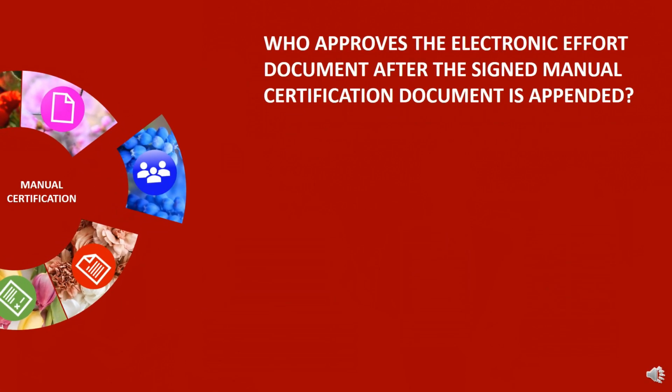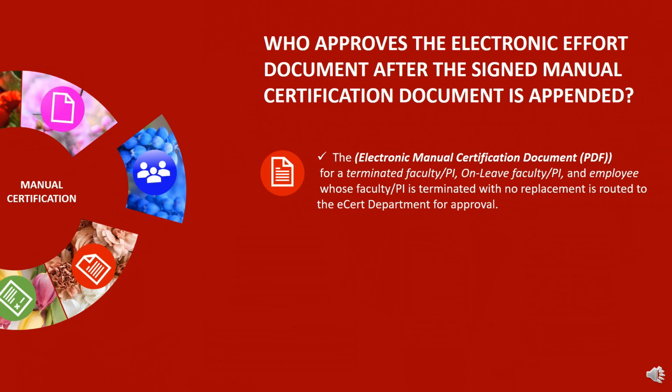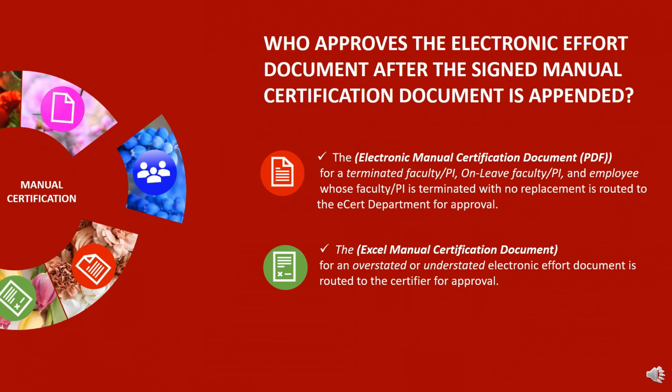Who approves the electronic effort document after the signed manual certification document is appended? The electronic effort certification document for a terminated PI, only PI, and an employee whose PI is terminated with no replacement is routed to the ESO department for approval. The Excel manual certification document for an overstated or understated electronic effort document is routed to the certifier for approval.